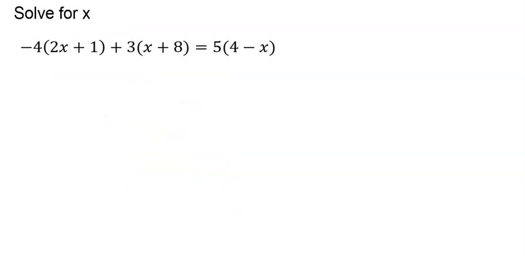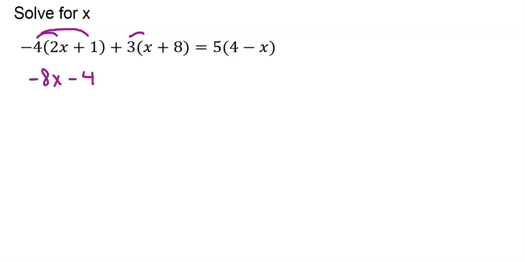Okay, let's try this one. The steps actually do not change. We're going to simplify each side as much as we can, try to get the variables together on one side, numbers on the other, and then in the end solve for x by isolating the x. So let's see what we can do on the left side. We've got a negative 4 multiplying this binomial, so negative 4 times 2x is negative 8x. Negative 4 times 1 is negative 4.